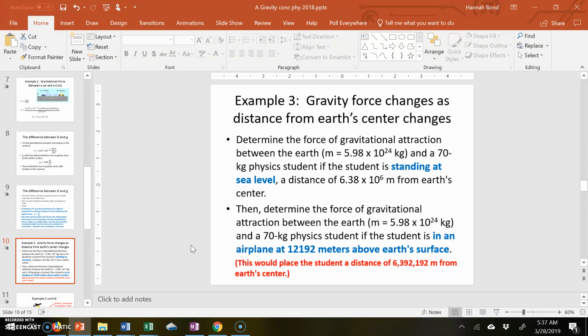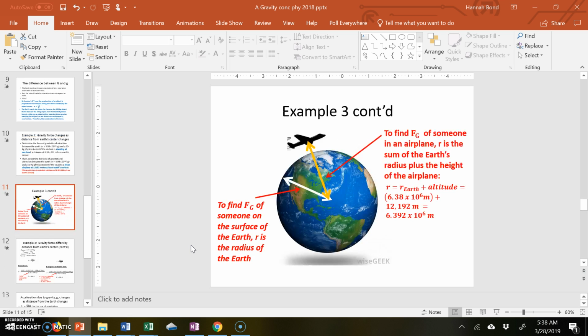The force of gravity will get smaller as the distance away from the Earth increases. Let's just look at an example of someone standing on the surface of the Earth at sea level versus the weight of that same person when they're up in an airplane at a height of more than 12,000 meters above the Earth's surface. An important thing to understand is that r is not the radius. R is the distance between the centers of the two masses.